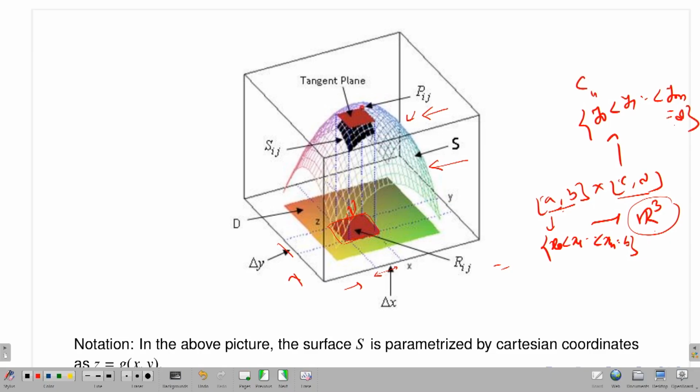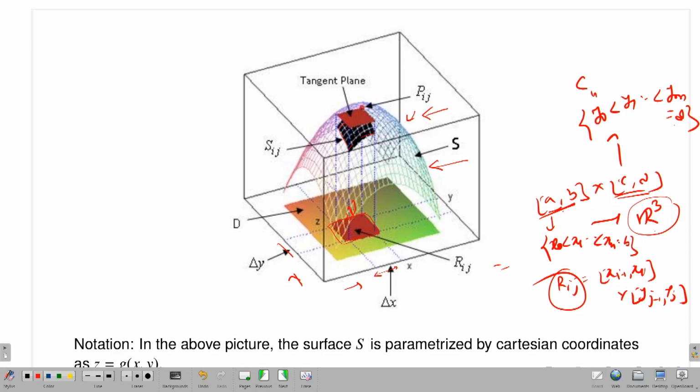Then what will be the ijth partition? So rij is nothing but, I think, [x(i-1), xi] cross [y(j-1), yj]. So this is what I am denoting as rij. This is a small portion of the partition of the interval [a, b] cross [c, d], and the corresponding small partition in R2 will induce a partition in the surface, and that I am saying is nothing but Sij, and this is the black one actually I tried to draw. Okay, so this is the partition.